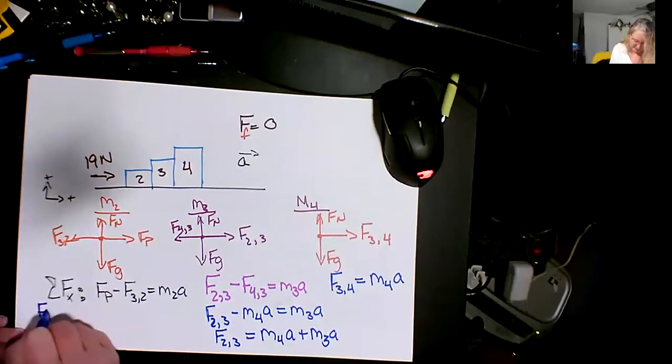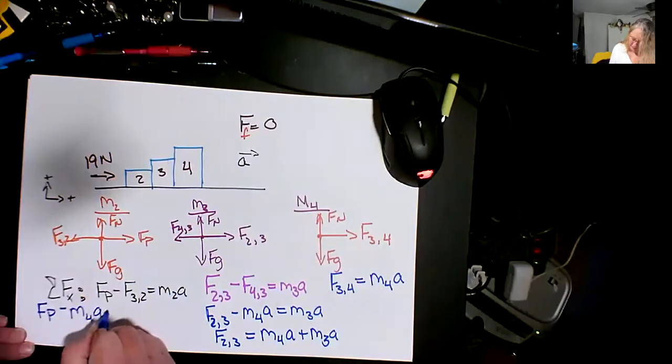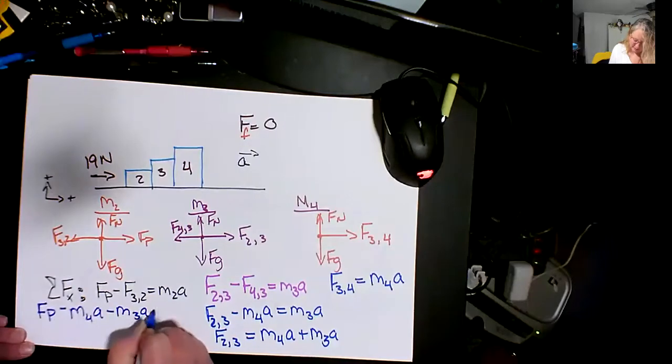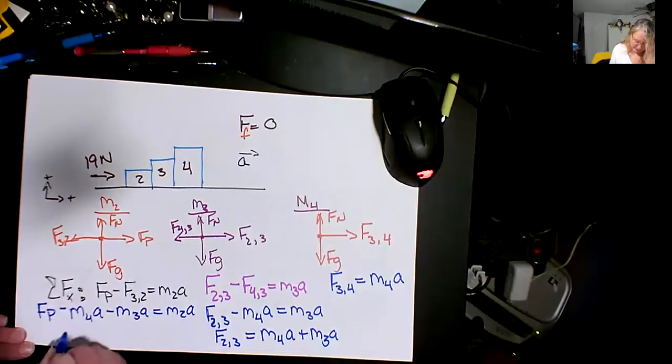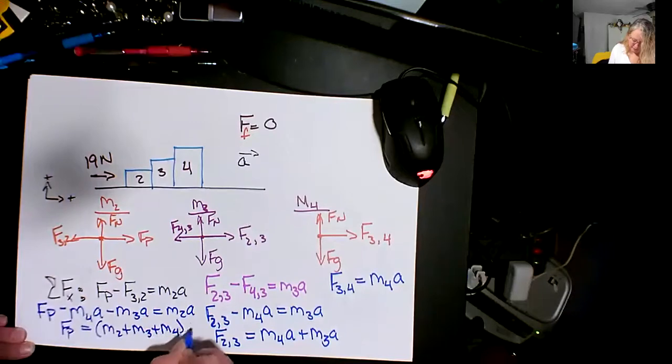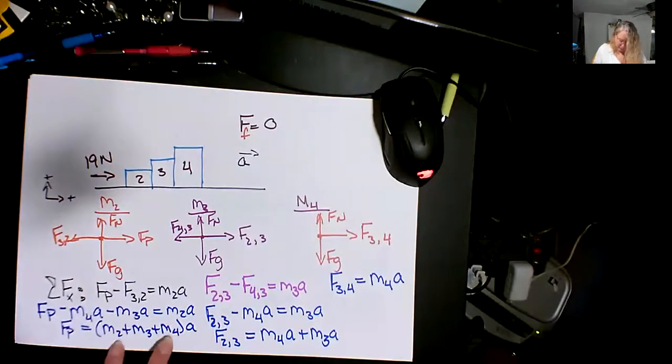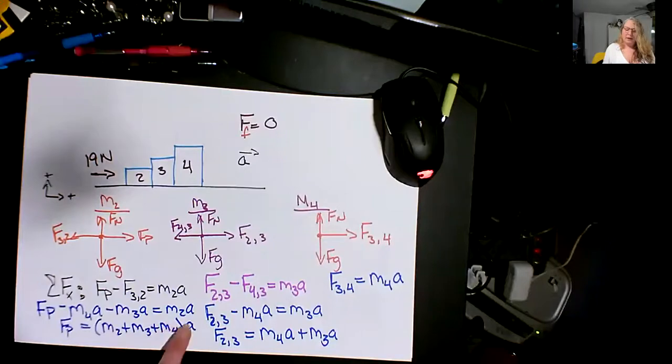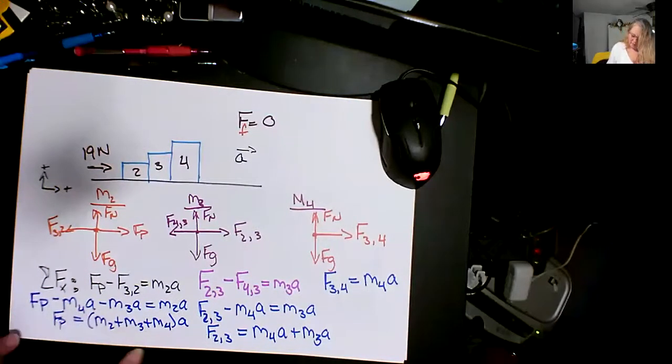Okay. So force push minus, just making the substitution for that, mass 4A minus mass 3A equals mass 2A. And then solving for A, force push equals the sum of these masses, I just moved them over here, mass 2 plus mass 3 plus mass 4 times acceleration. So with known quantities, I can solve for acceleration. Now I've done all the hard work, and solve for that acceleration.